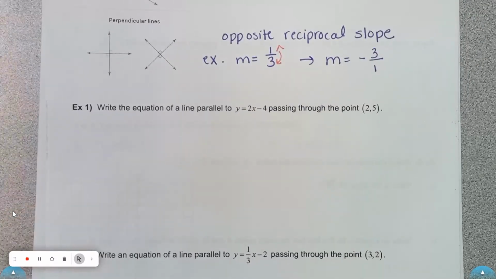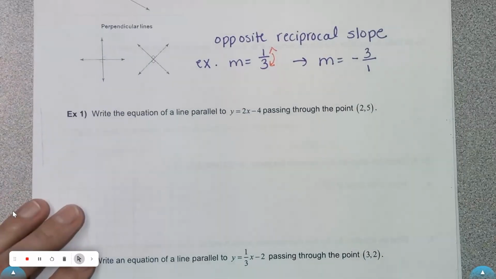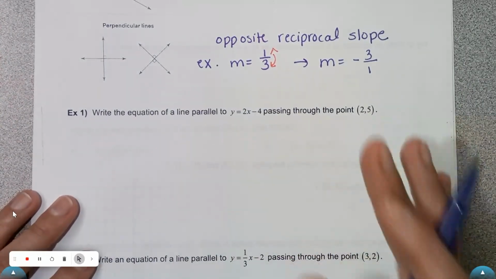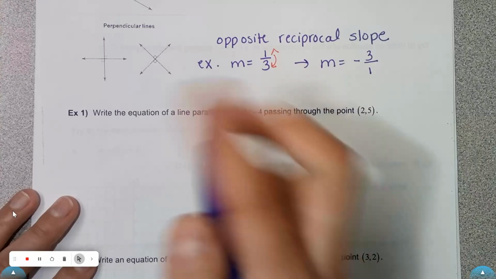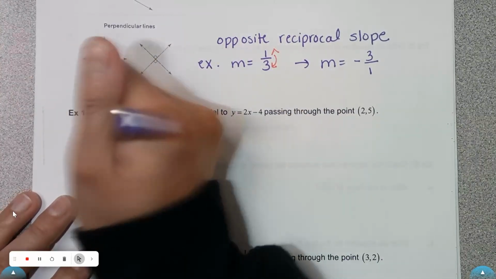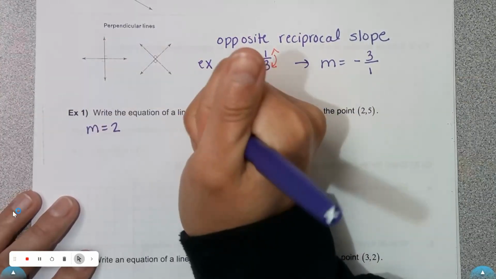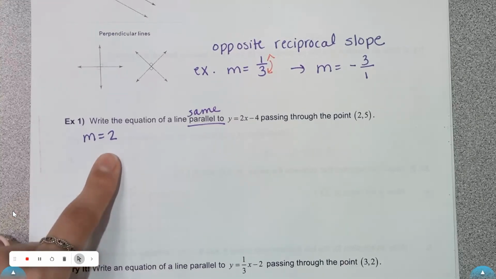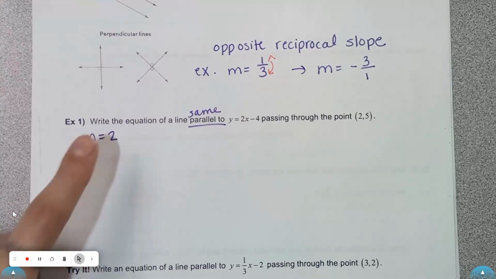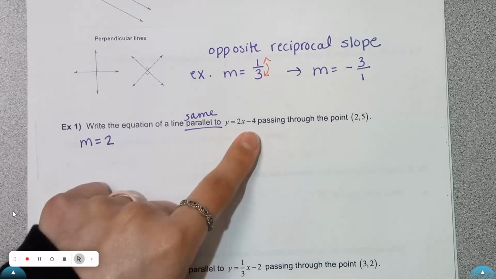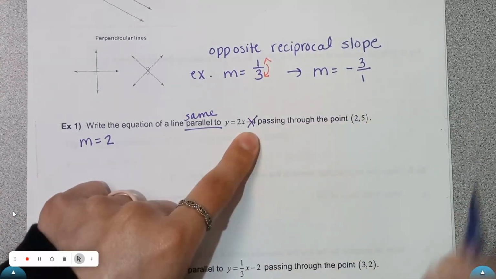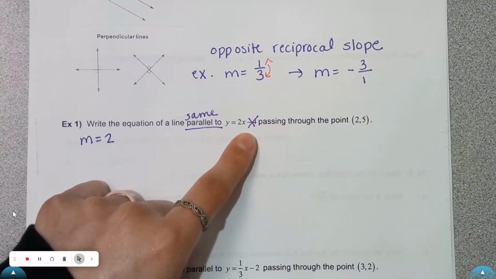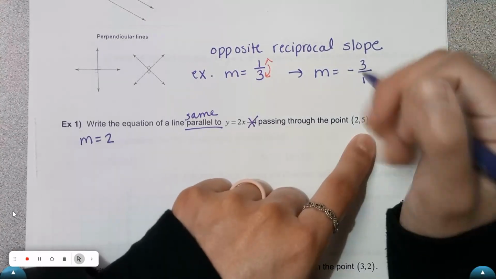All right, so for the first example, we have to write an equation of a line that's parallel to this line. Okay, you want to identify your slope. Your slope is the number in front of the x. So my slope here is 2. Because it's parallel, it means it's going to be the same. So because it's the same, my slope will stay as 2. Okay, so that's already done. This -4 is actually not useful in any way. It's just there to give you the original line. However, this point we are going to use.